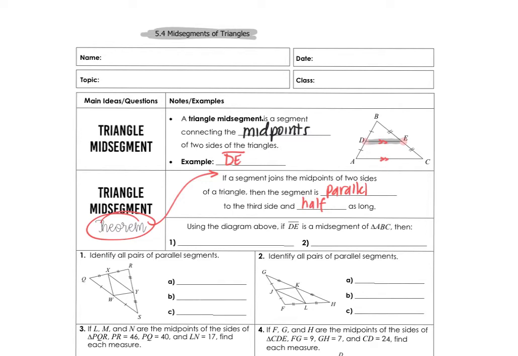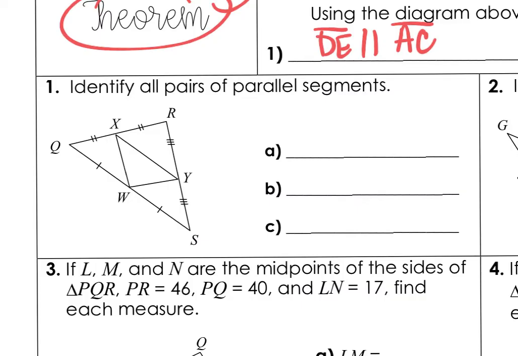So using the diagram above, if DE is a midsegment of triangle ABC, then DE is parallel to AC, and DE is half of AC, or you can say AC is 2 DEs. So let's take a look at number 1 here. We're going to identify all pairs of parallel segments.